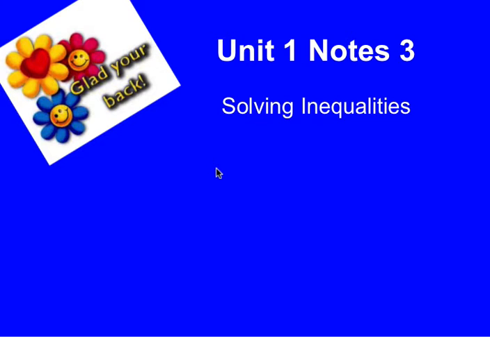Today we're going to be doing Unit 1, Notes 3. In Unit 1, Notes 3, we're going to be talking about solving inequalities. We're going to use the same steps we use to solve equations, but this time it's going to be applied to inequalities. So let's just take a second, and I want to review those steps that we talked about yesterday.